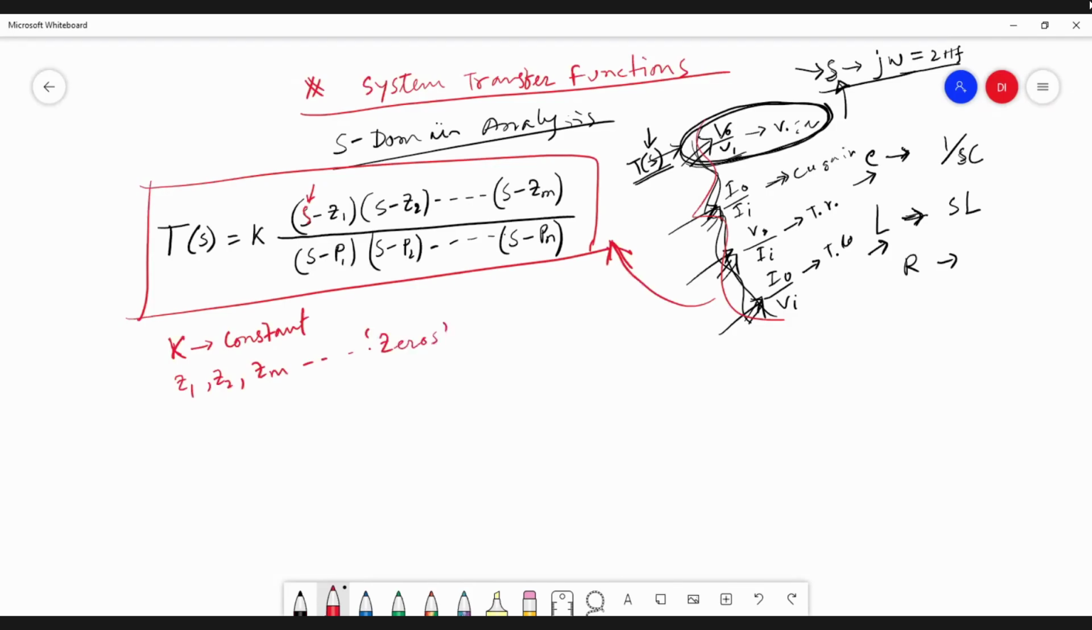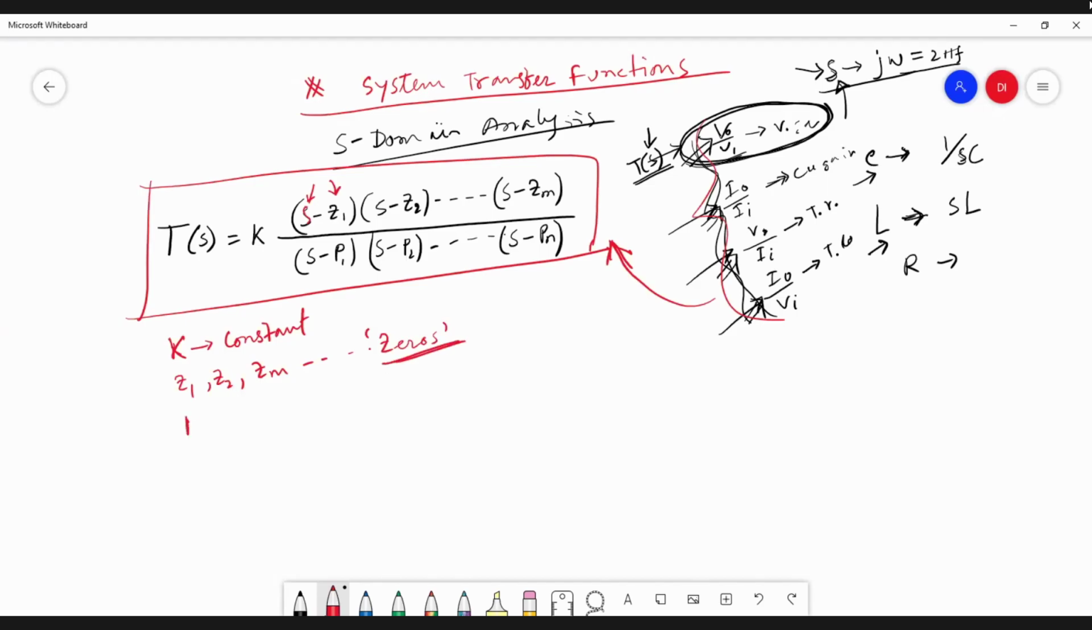Why is it called zeros? Because in the transfer function, if you say S is equal to Z1 or S is equal to Z2, what will be the magnitude? If you put S is equal to Z1, what will happen? It will become 0. The transfer function will be 0. That's why it's called zeros.